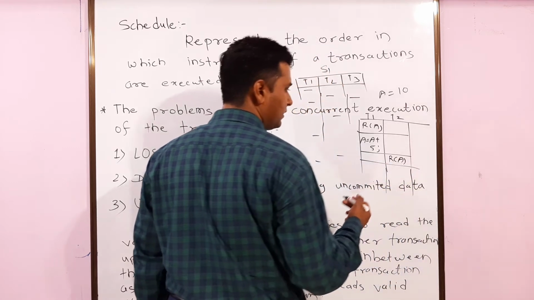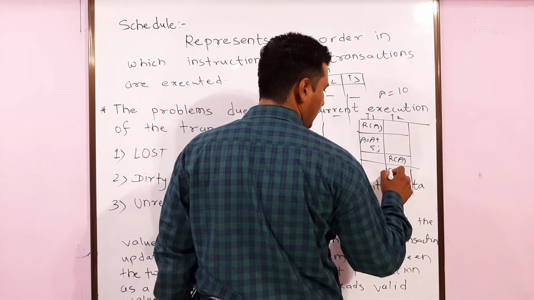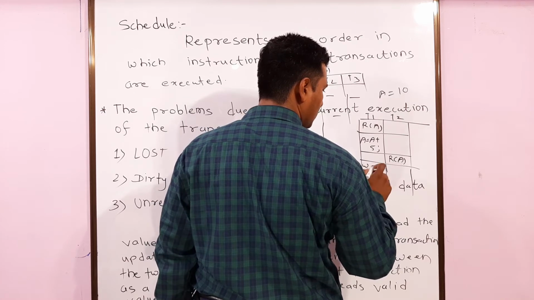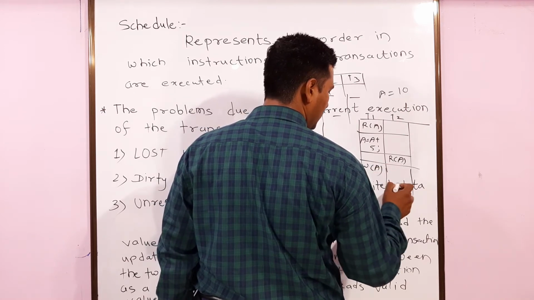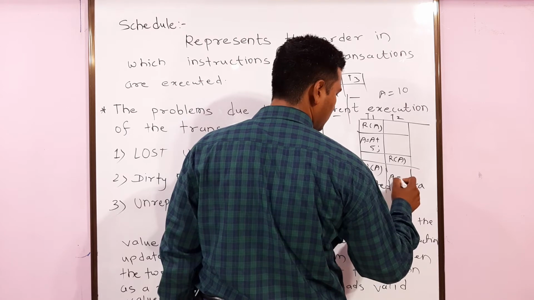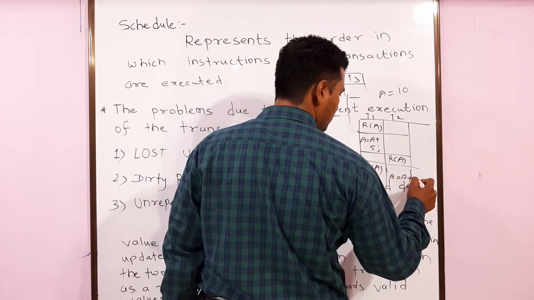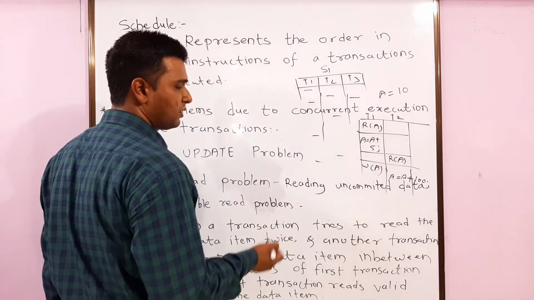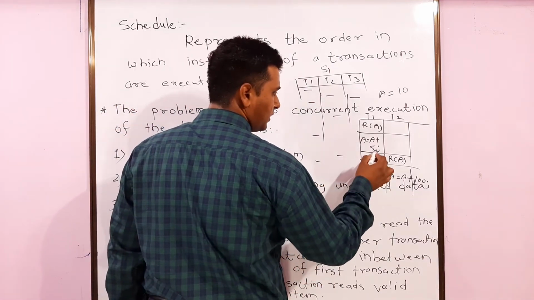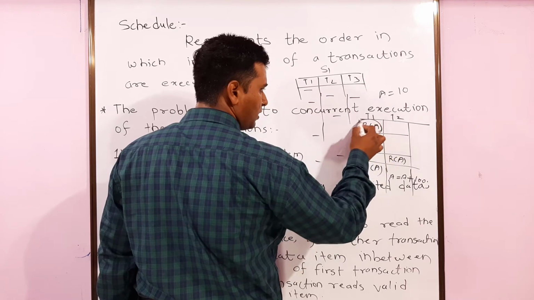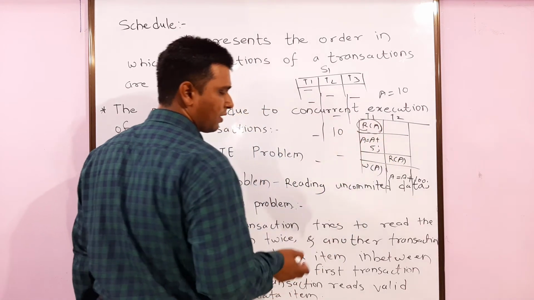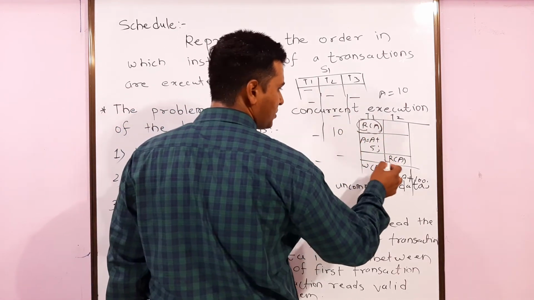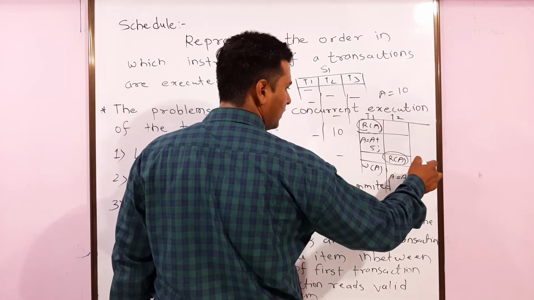Then we will be having here write A, and this will be having the operation A is equal to A plus 100, like this. So now if you observe what is happening, this read operation is reading the value 10, and this read operation is also reading the value 10.